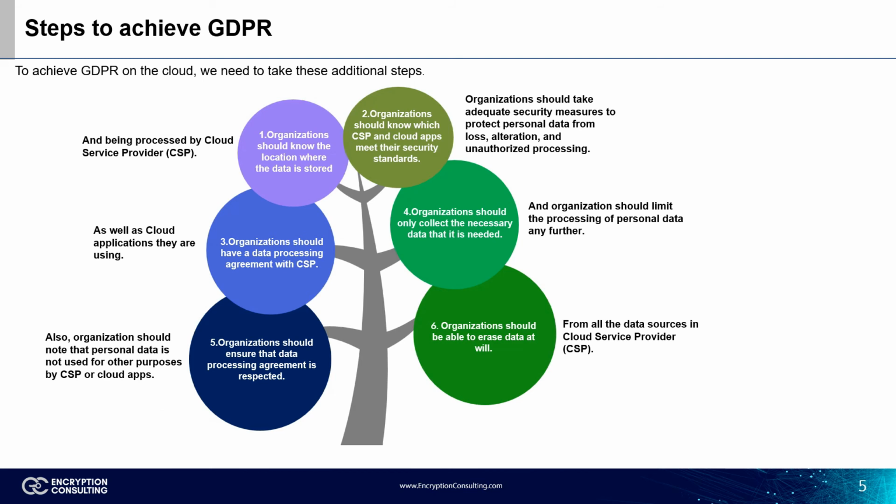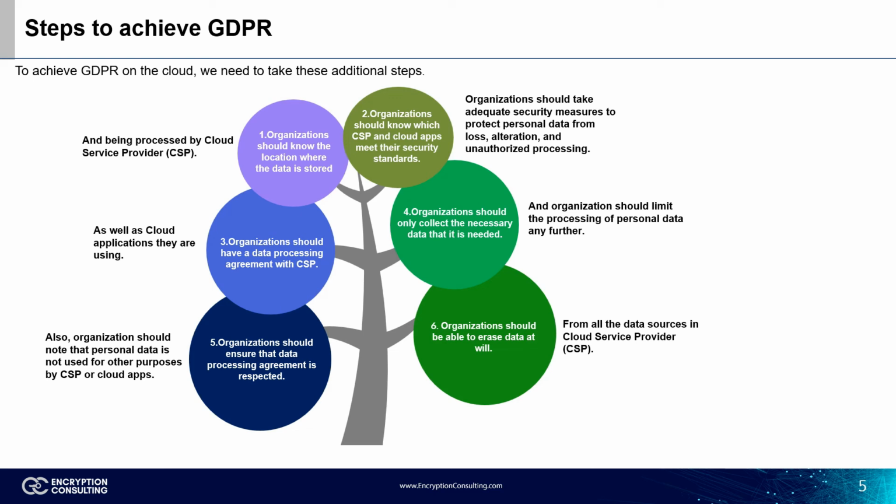Alright, now we're going to be moving ahead to our final slide, which focuses on how to achieve GDPR on the cloud. In this segment, we will be discussing the steps required to achieve GDPR on the cloud. The first step is that organizations should know the location where the data is stored and processed by the CSP, or the cloud service provider. Number 2, organizations should know which CSP and cloud apps meet their security standards. Organizations should take adequate security measures to protect personal data from loss, alteration, and unauthorized processing.